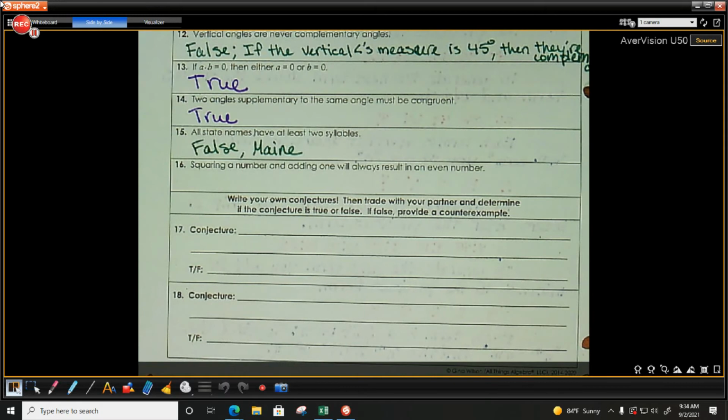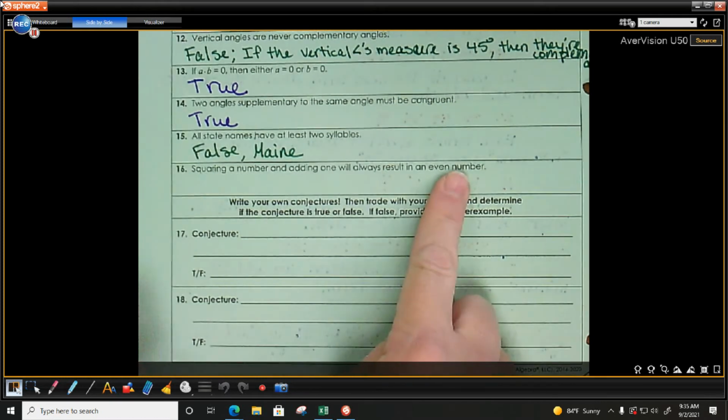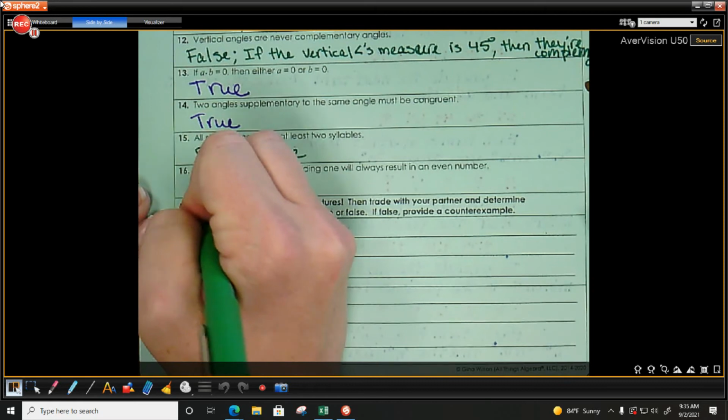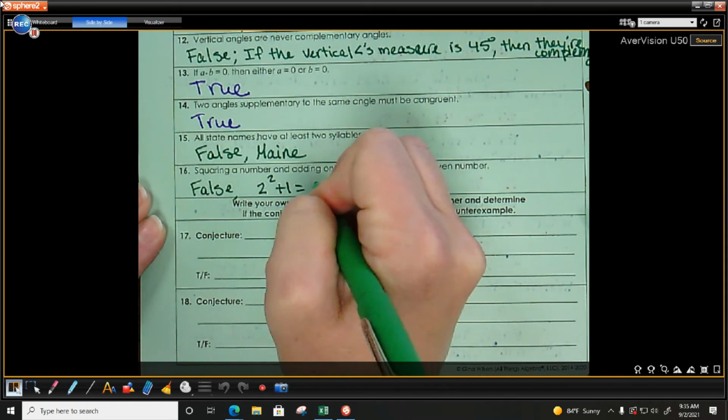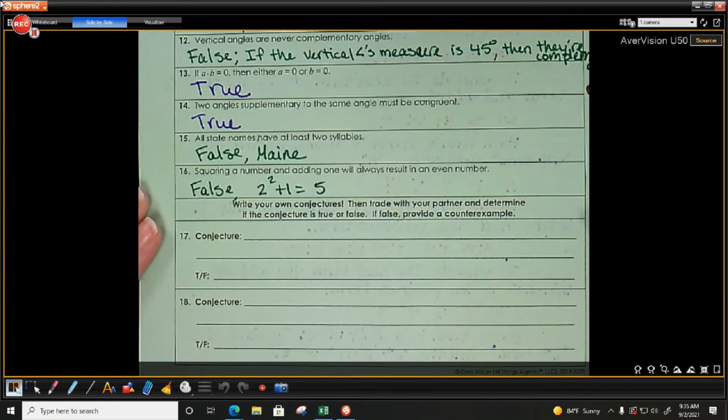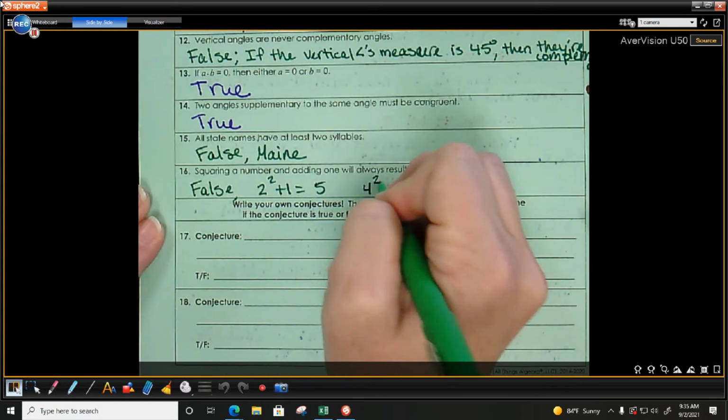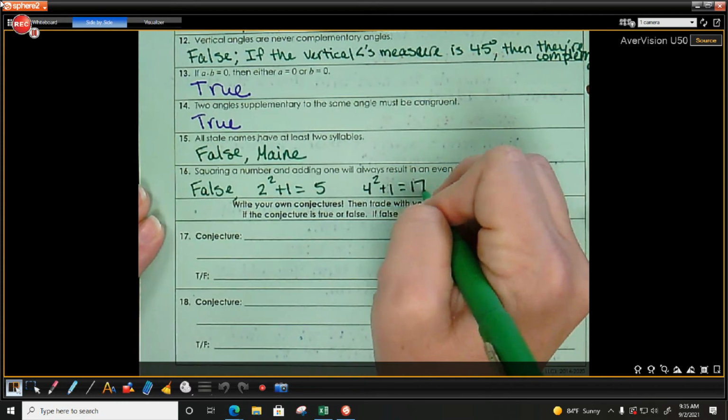Okay, last one. Squaring a number and adding 1 will always result in an even number. What's an example? 2 squared is what? 4 plus 1 is 5. 5 is not an even number, so this is false. 2 squared plus 1 is 5. What would be another counterexample? 4 squared plus 1 is 17. Okay? Good?